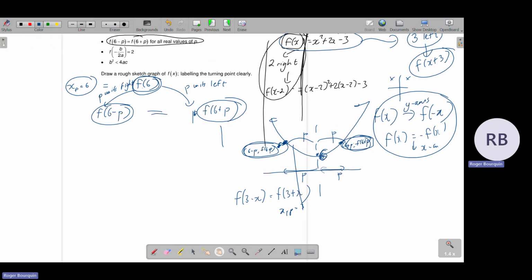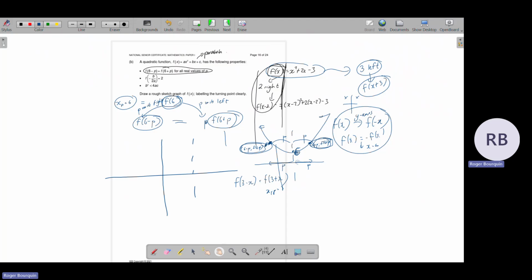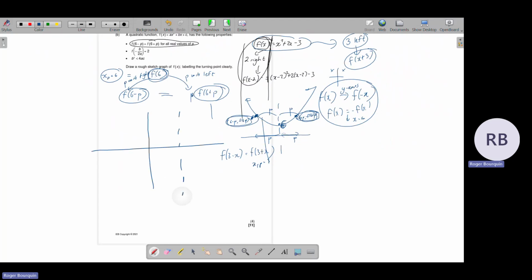So the first thing that you know about this parabola, because you've got to draw a sketch of it: the first thing I would draw in is the x coordinate of your turning point, which is your axis of symmetry. That's not an asymptote, that's the axis of symmetry. So it turns on that line. It's symmetrical about that line because of this bit of information here.